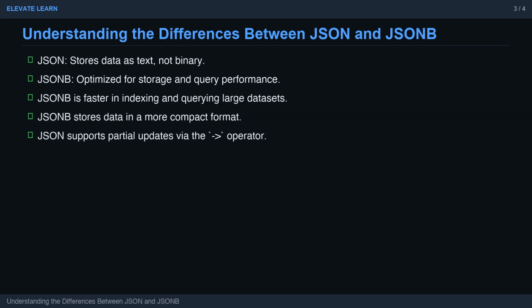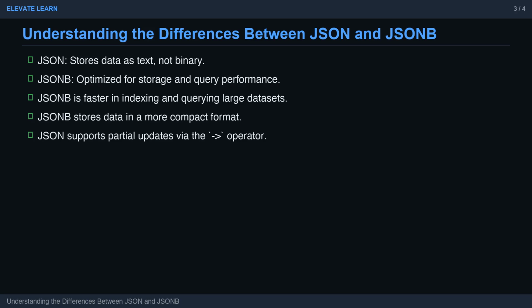Hello everyone. Today, we're diving into an important concept in data storage: the differences between JSON and JSONB. Let's break it down. JSON stores your data as text. Think of it like a simple, human-readable file. But JSONB takes things a step further by optimizing for both speed and space.